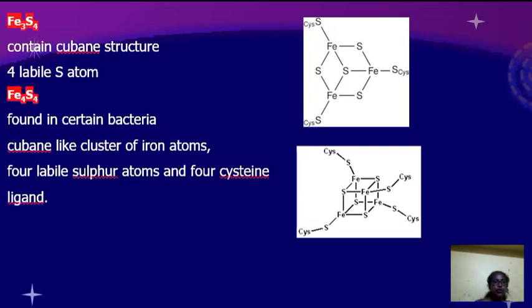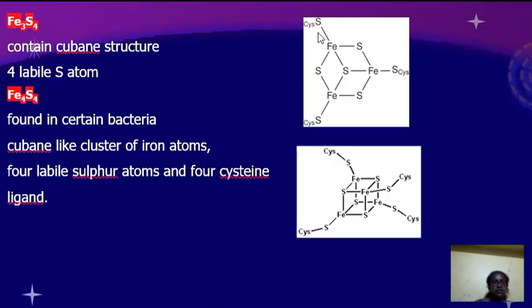We see about what is Fe3S4. It contains a cubane structure. It has 4 labile sulfur atoms. This is the structure of the Fe3S4 in which a sulfur atom is present in the middle of the cubane-like structure and the remaining sulfur atoms and iron atoms are present on the outer side of the cubane structure in alternating form. Then the iron atom is also attached with cysteine sulfur residue.